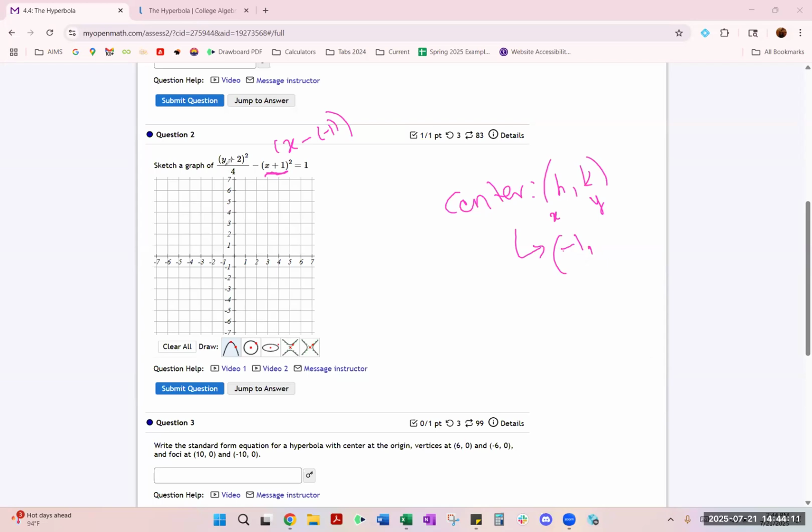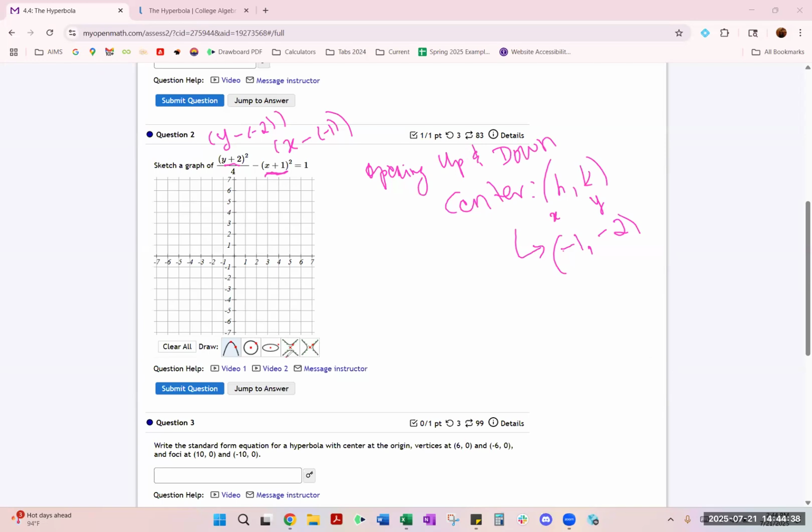And same kind of process for the Y value. You can see it's Y plus 2, which tells you it's going to be Y minus -2. So the Y coordinate for the center is -2. Now, we also know this is a hyperbola that is opening up and down because the Y value is first. So the opening is up and down.